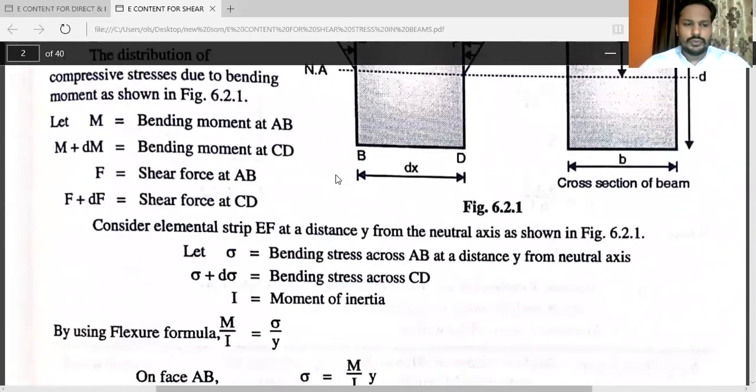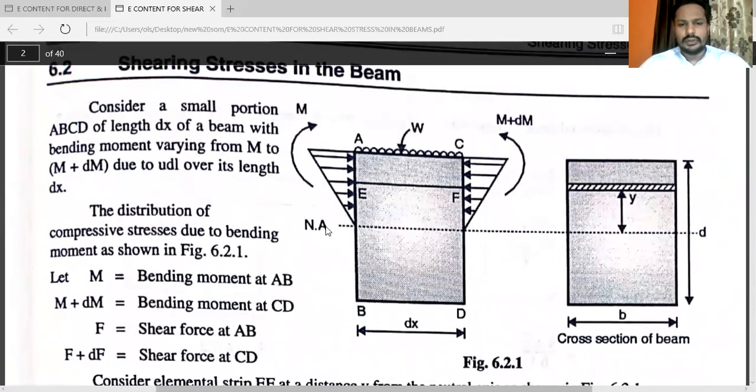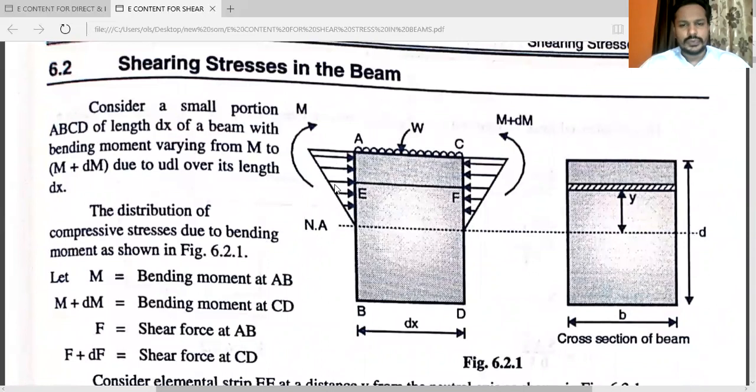We know the flexural formula, that is M by I is equal to sigma by Y. Here you can see the neutral axis. Above the neutral axis you can see the forces at A, at point C. You can see from A to C a uniformly distributed load is given. The considered fiber, that is EF, is there. The distance from the neutral axis is Y. This distance is dx. This is a cross section of the beam. The entire depth is d.